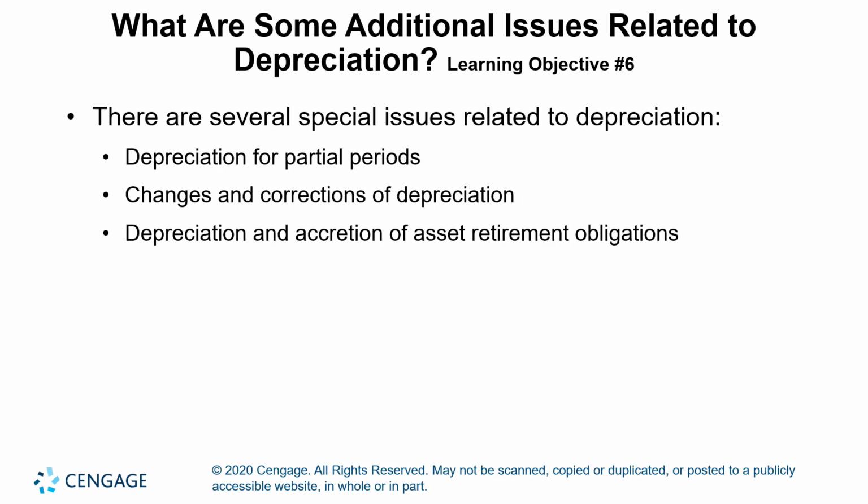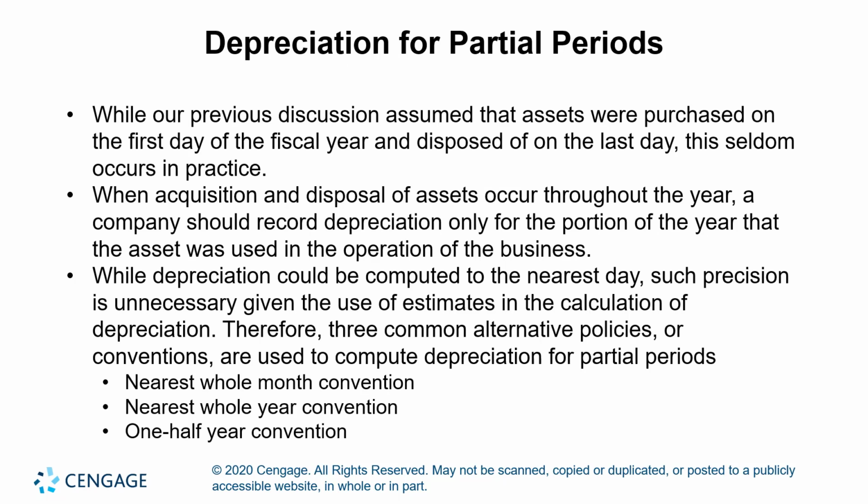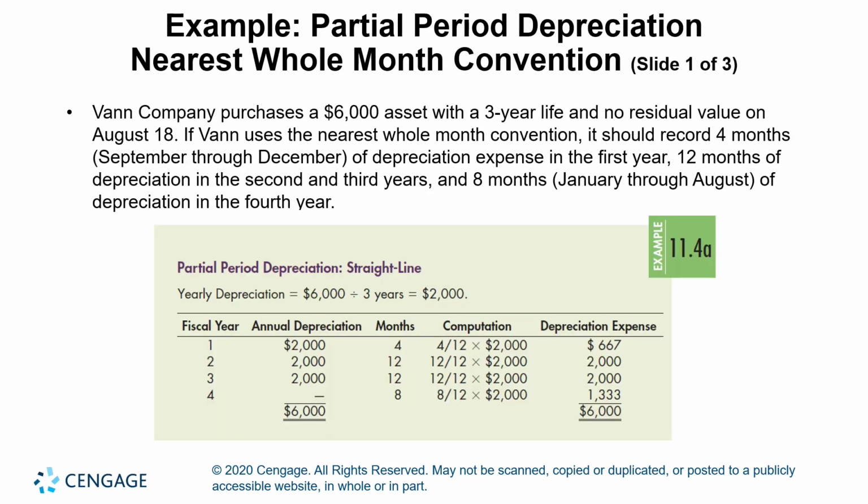So Van Company purchases $6,000 in assets with a 3-year life, no residual value, on August 18th. If Van uses the nearest whole month convention, they should record 4 months, September, October, November, and December, of depreciation, and 12 months in the second and third years. Then in the final year, they'll use the remaining depreciation. So 4 months, 12 months, 12 months, and then the final 8 months that went with this 4 months would be depreciated here. So you'd still get to the same total. You just spread it over 4 years instead of 3 because you're doing a partial year in the first year.